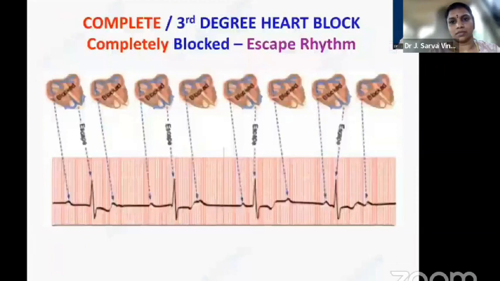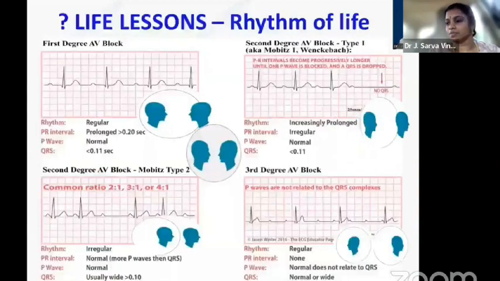So what happens in complete heart block? The impulses from the atria are completely blocked. They are not going to the ventricles at all. And then how does the QRS originate? It originates because of an escape rhythm, and depending upon where the escape rhythm originates, the QRS complex can be narrow or wide. Do these AV blocks teach us a life lesson? If we consider this as a normal rhythm of life, the P and the QRS are the wife and the husband, and the PR interval is the relationship between them.